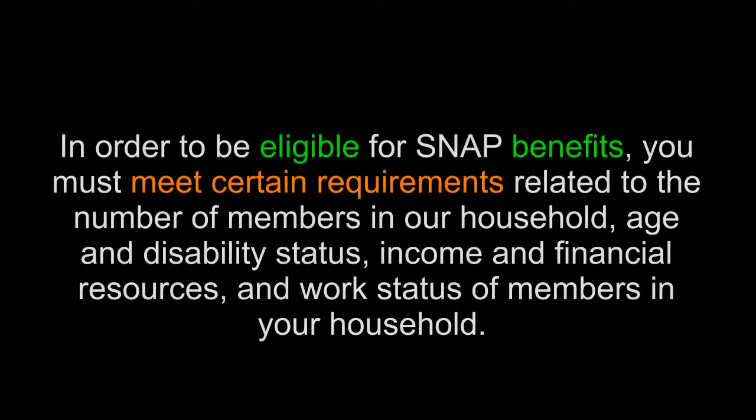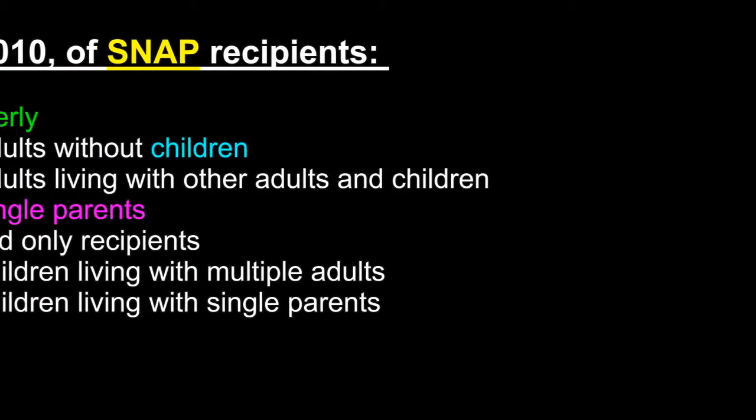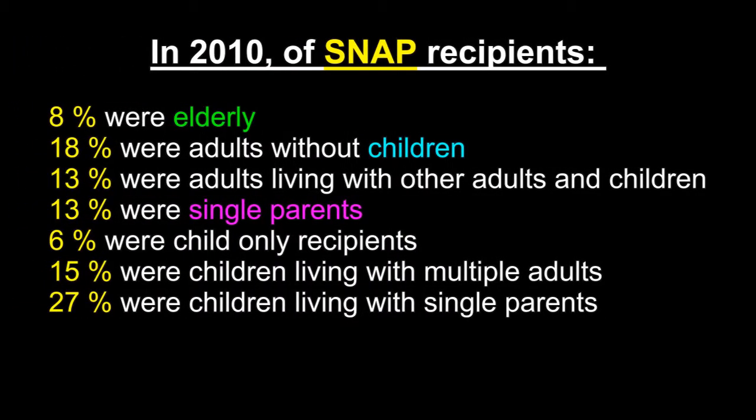In order to be eligible for SNAP benefits, you must meet certain requirements related to the number of members in your household, age and disability status, income and financial resources, and work status of members in your household. SNAP guidelines ensure that benefits are available to all peoples meeting certain eligibility criteria so that only those who are in need of outside assistance receive benefits.